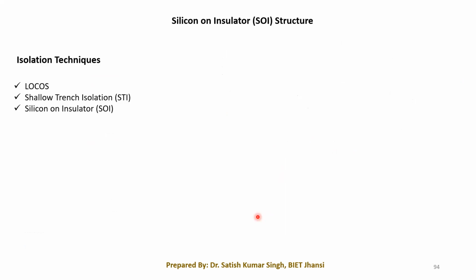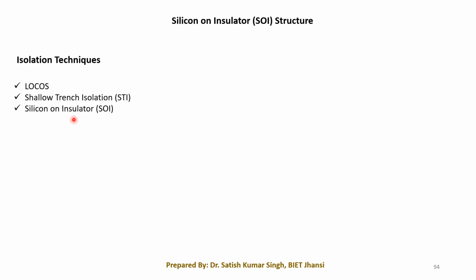One is LOCOS, which is known as local oxidation. Its full form is the local oxidation technique. The second one is shallow trench isolation, or otherwise we can also use the silicon on insulator device. These are all the isolation techniques.